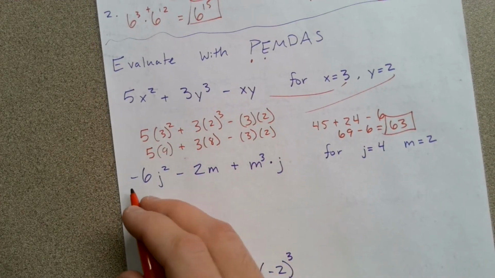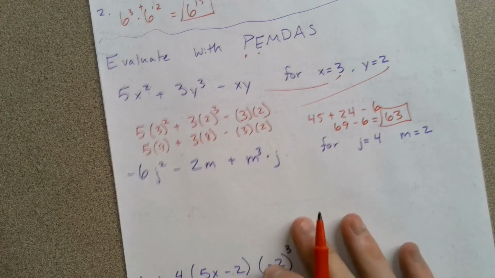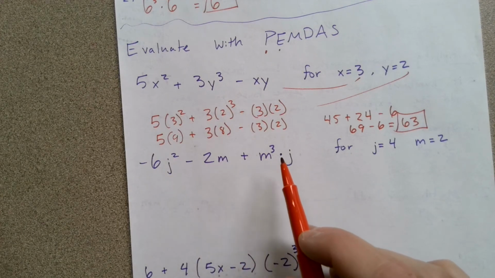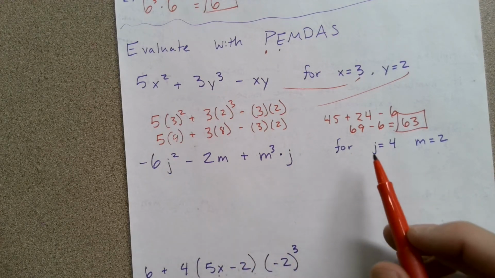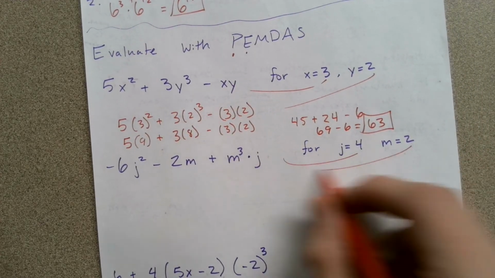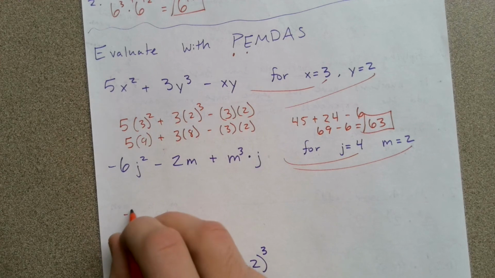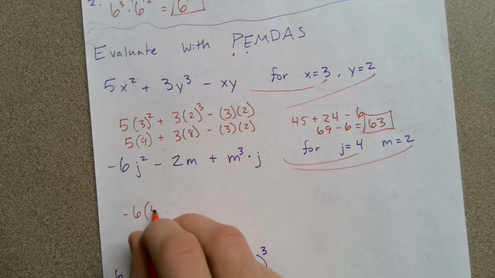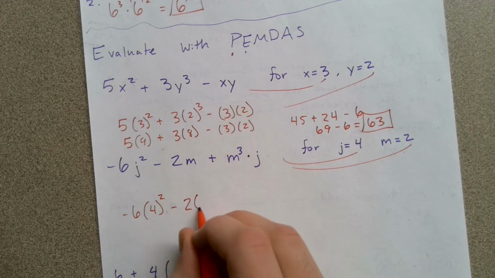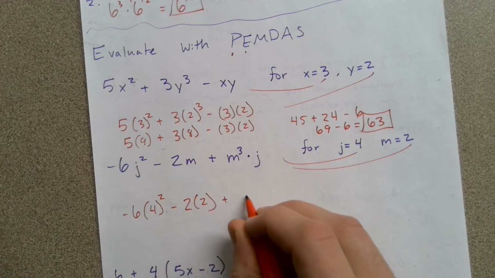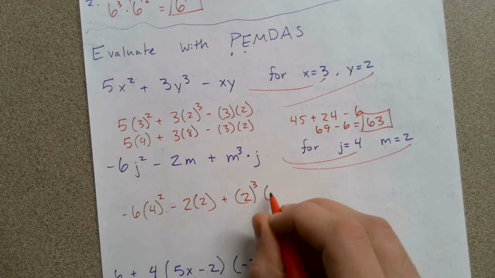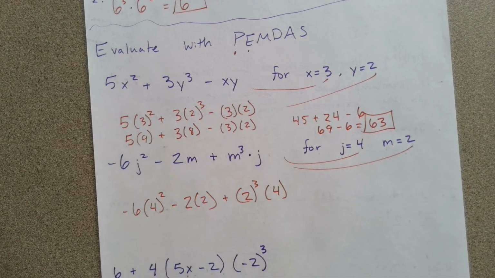All right, next one. They give us negative 6j squared, or to the second power, minus 2m plus m to the third power times j. They tell us j is equal to 4, m is equal to 2. We're going to take those, plug them into our formula here. Negative 6, 4 squared. I'm going to plug in that m here. Notice I'm putting those all in parentheses. Makes it a little easier for me to solve personally.